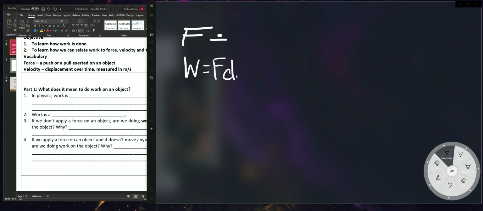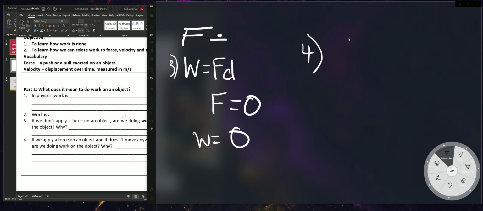Work is force times distance. And so, if we don't apply a force, so our force is 0, then my work done is 0. And that's the answer to number 3. If you have no force, 0 times d is 0, and so you don't have any work done on the object.